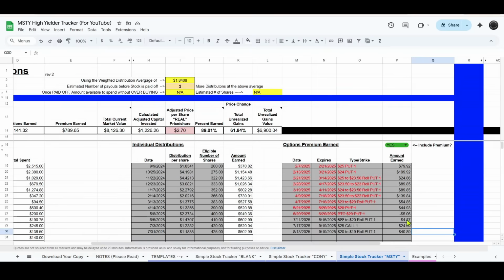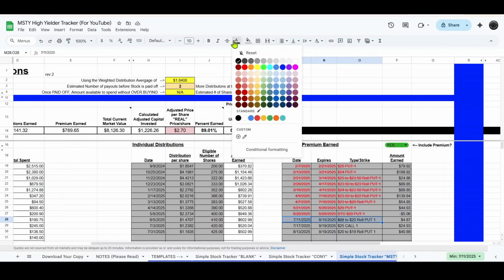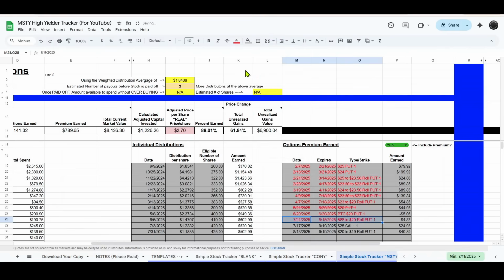Now, since I did roll this position, that means this one here is now closed out. So what I will do here is change the text there, make it red, and then do a strike through because it no longer exists, right? That contract no longer exists, because I've rolled it to this new contract, and this is now the one that is open.